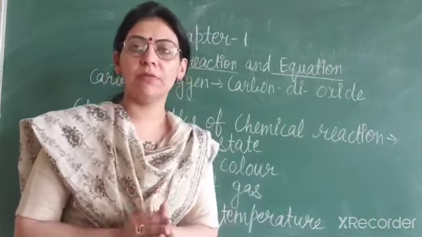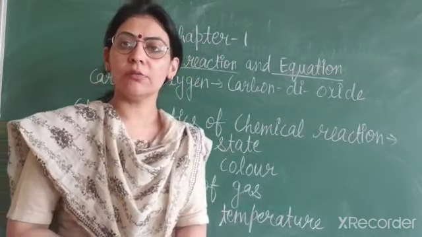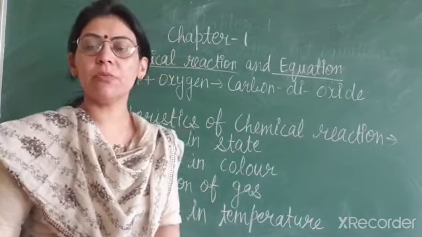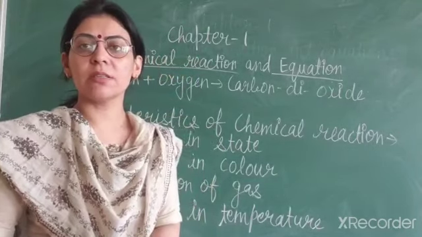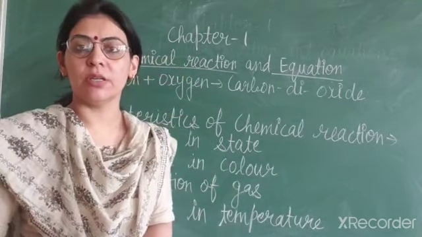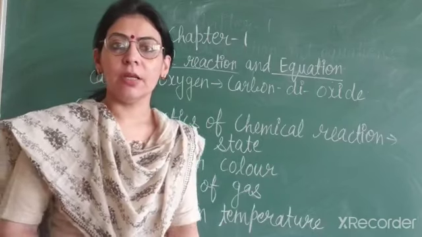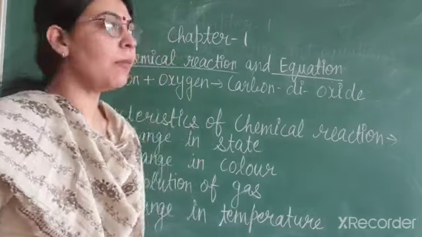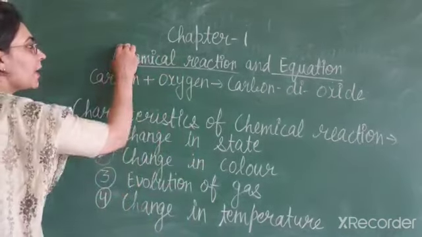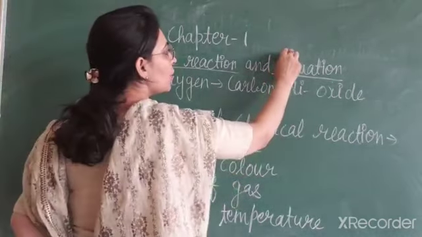Great morning everyone, 10th class students. We are going to discuss chapter number 1. Name of the chapter is Chemical Reactions and Equations. This chapter is from chemistry. So firstly we should be clear about the terms. What is a chemical reaction and a chemical equation?